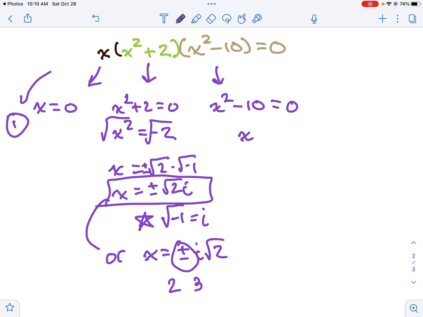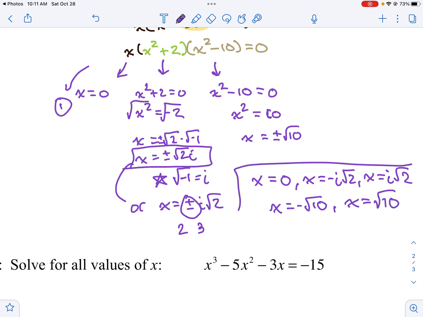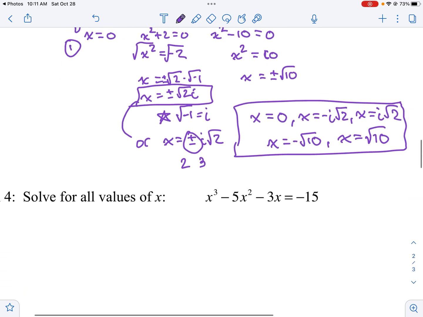And then over here, I'm going to add the 10 to both sides, square root both sides. Root 10 can't be broken down any further, but there's plus or minus again, so there's the 4th and 5th solution. So we get x equals 0, x equals negative i root 2, x equals i root 2, x equals negative root 10, and x equals positive root 10. By the fundamental theorem of algebra, we've shown all 5 roots, some are complex, some are real, that would drive the polynomial to 0.